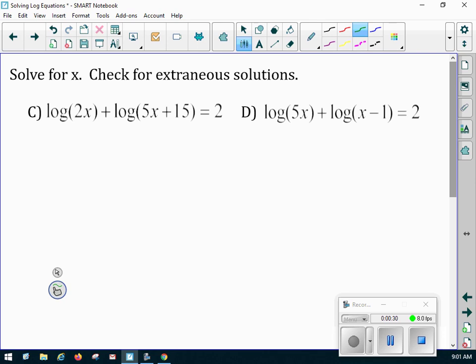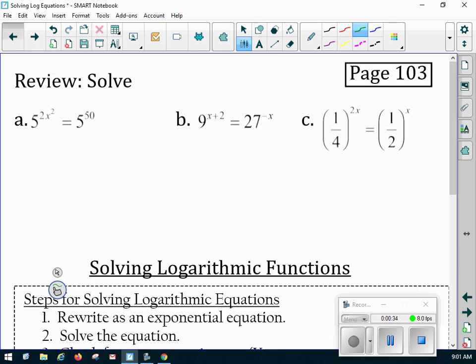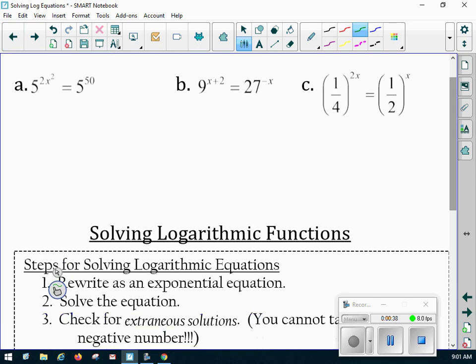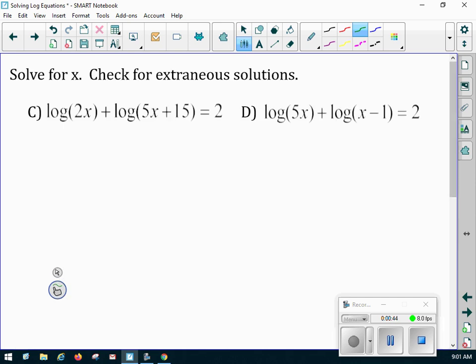Now, what kind of equations are these? Logarithmic? These are not logarithmic. I don't see the word log in them. Why are these exponentials? Because the variable is where? In the exponent.